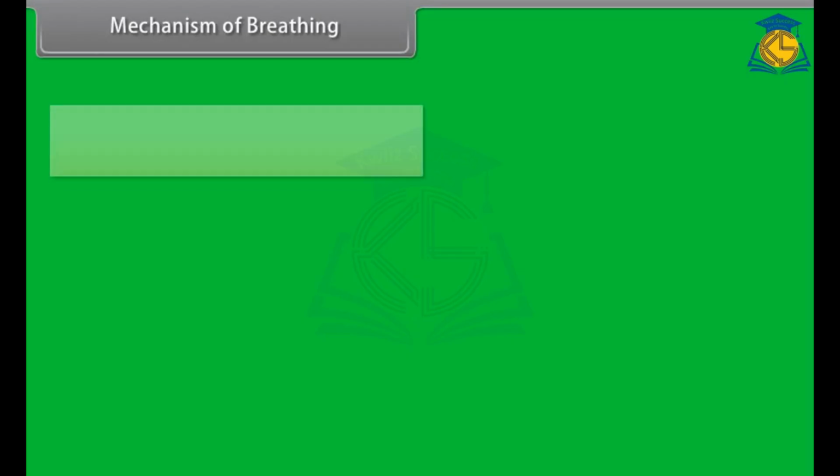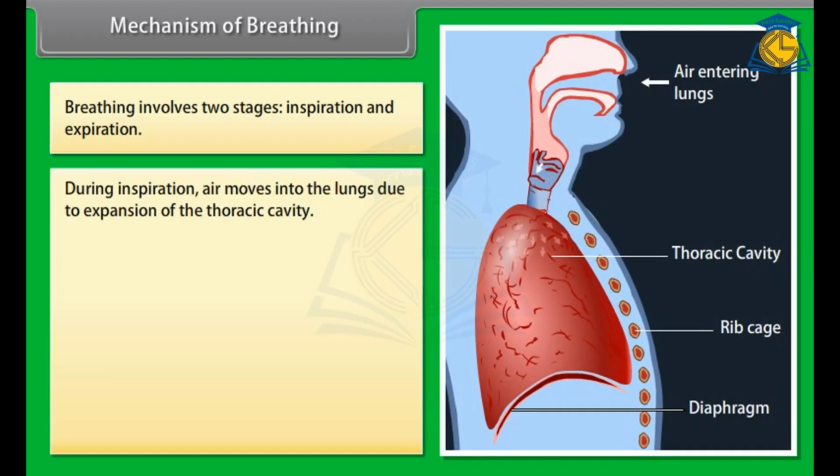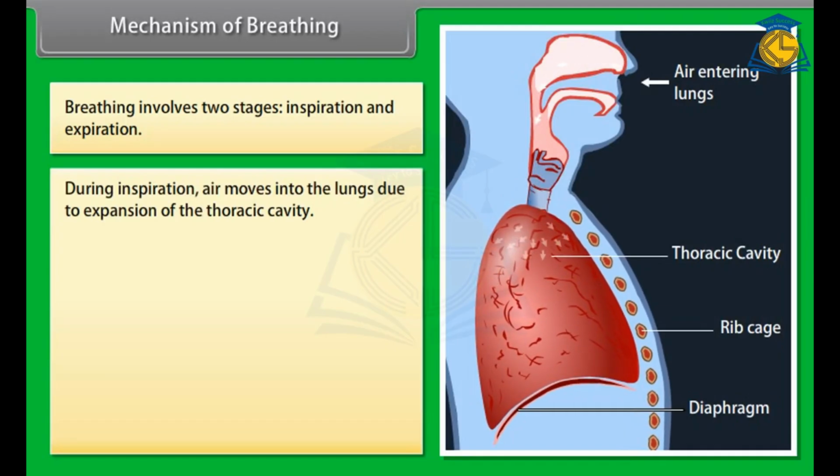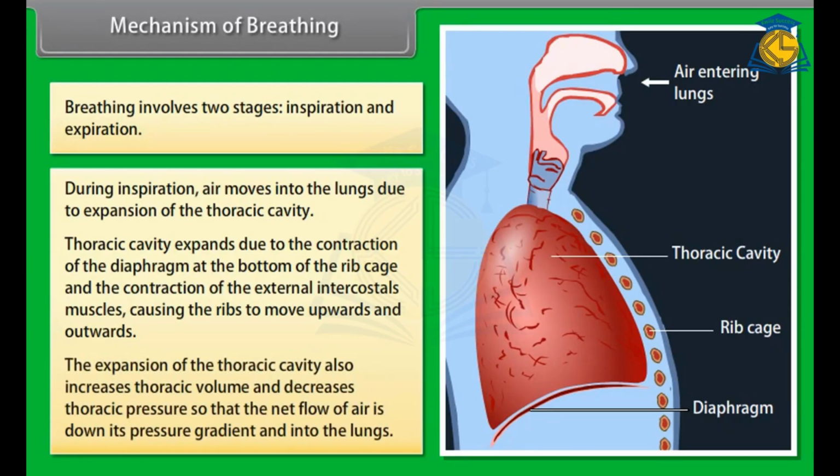Mechanism of breathing. Breathing involves two stages, inspiration and expiration. During inspiration, air moves into the lungs due to expansion of the thoracic cavity. Thoracic cavity expands due to the contraction of the diaphragm at the bottom of the rib cage and the contraction of the external intercostal muscles, causing the ribs to move upwards and outwards. The expansion of the thoracic cavity also increases thoracic volume and decreases thoracic pressure, so that the net flow of air is down its pressure gradient and into the lungs.